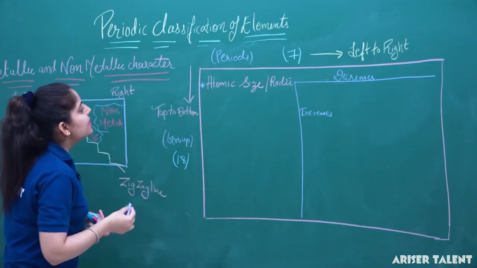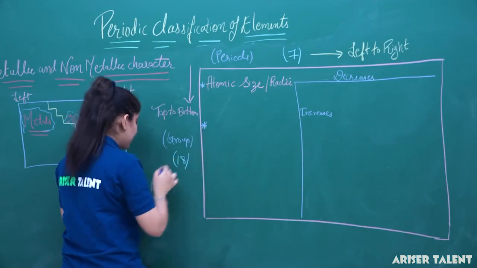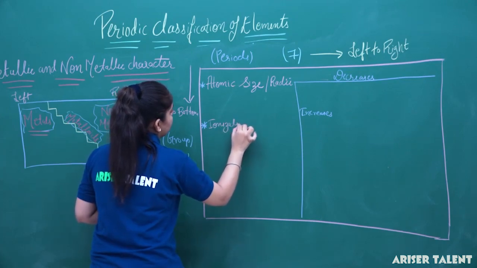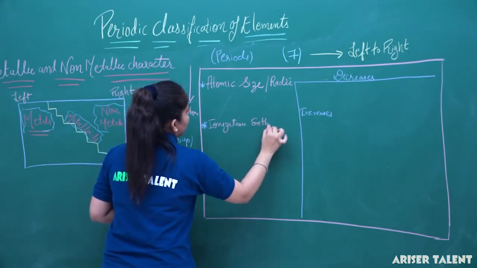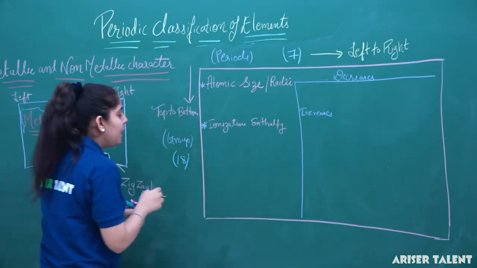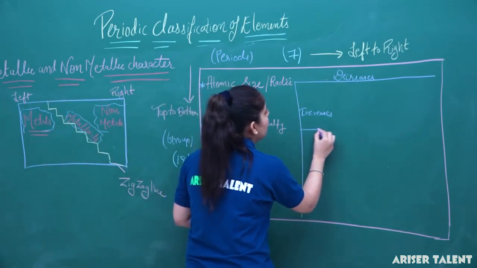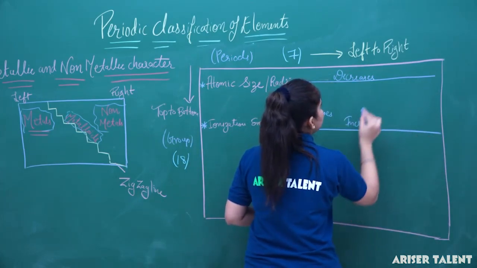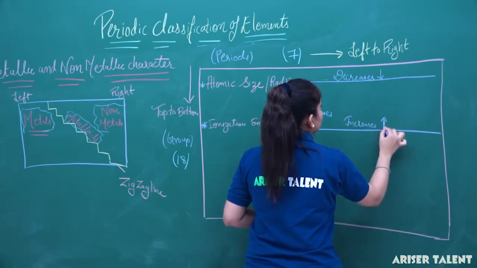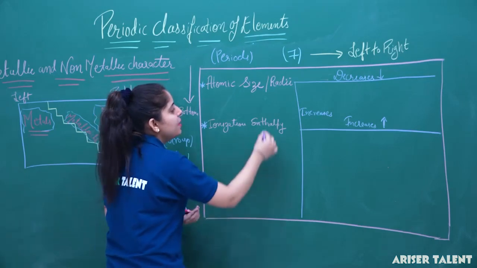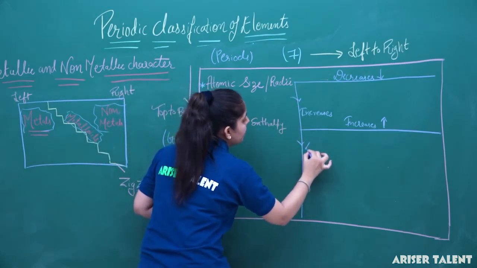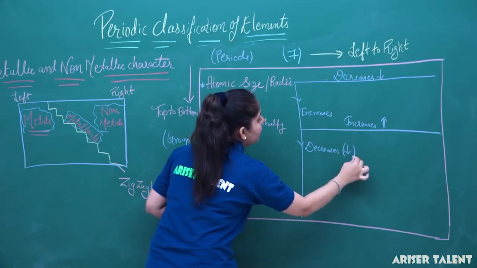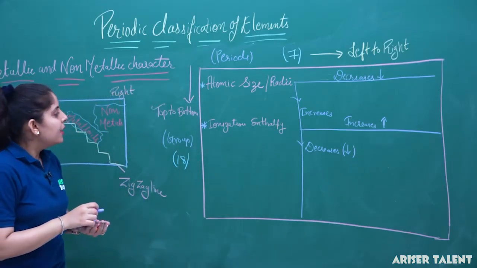Now let us consider our second characteristic, that is ionization enthalpy. If I am considering ionization enthalpy, in moving left to right in the period, the ionization enthalpy increases. But in moving down the group, it will decrease. So in moving from top to bottom, ionization enthalpy is going to decrease.